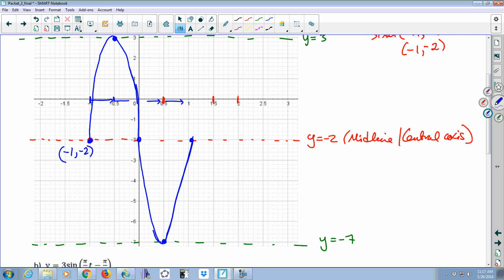Start, max, middle, min, back to the starting point. All sines are done that way. Any questions? Can we move on?